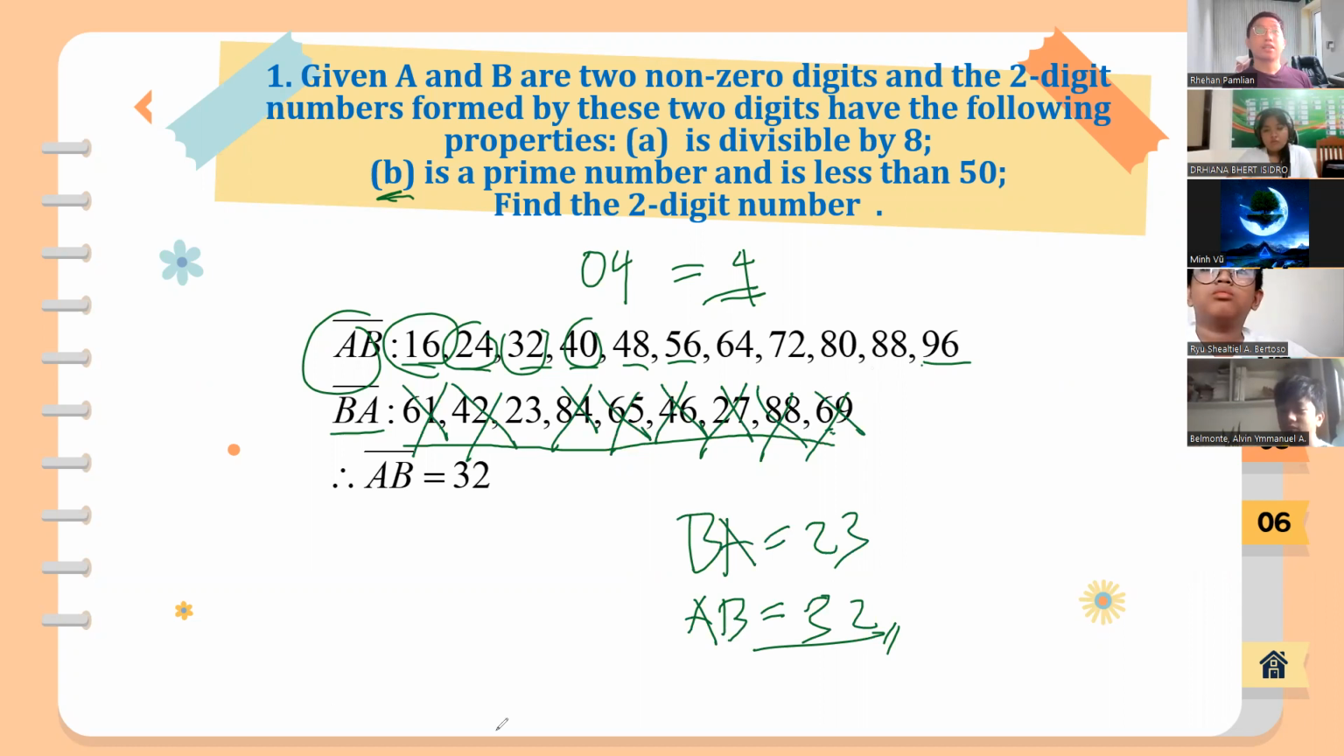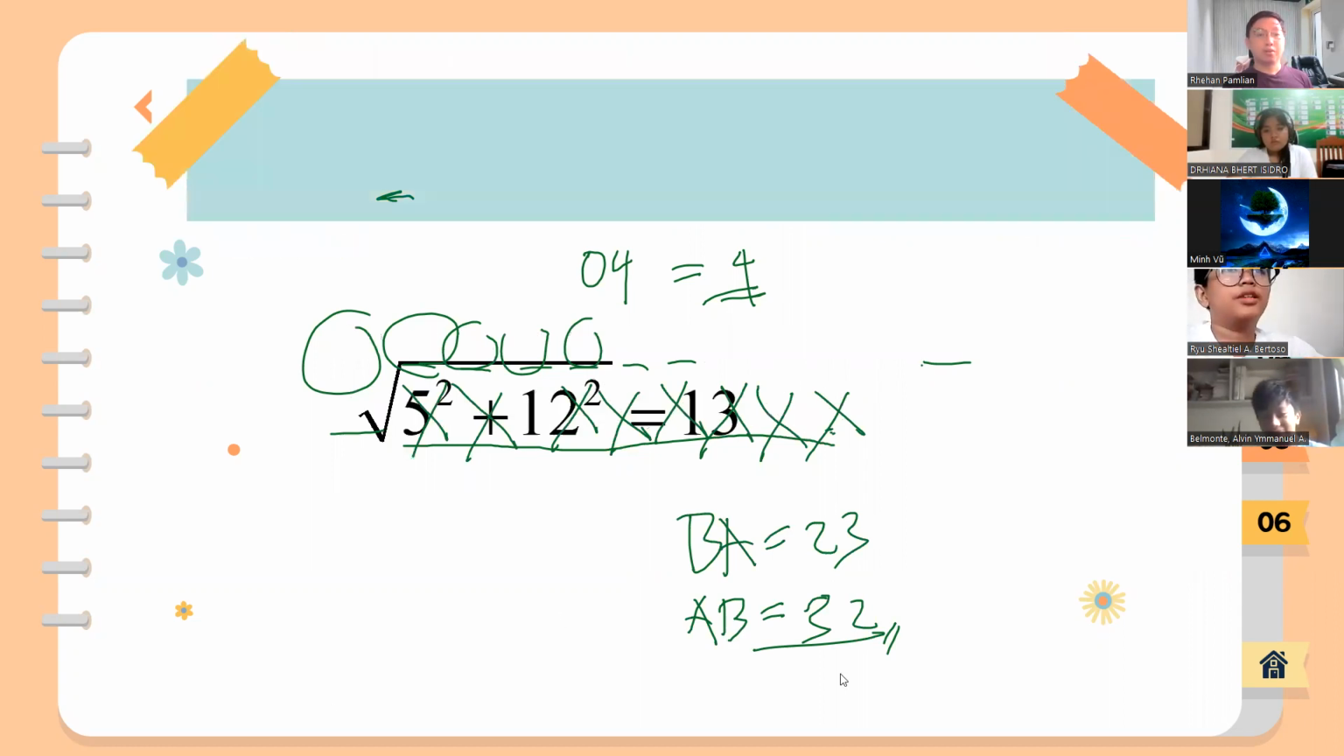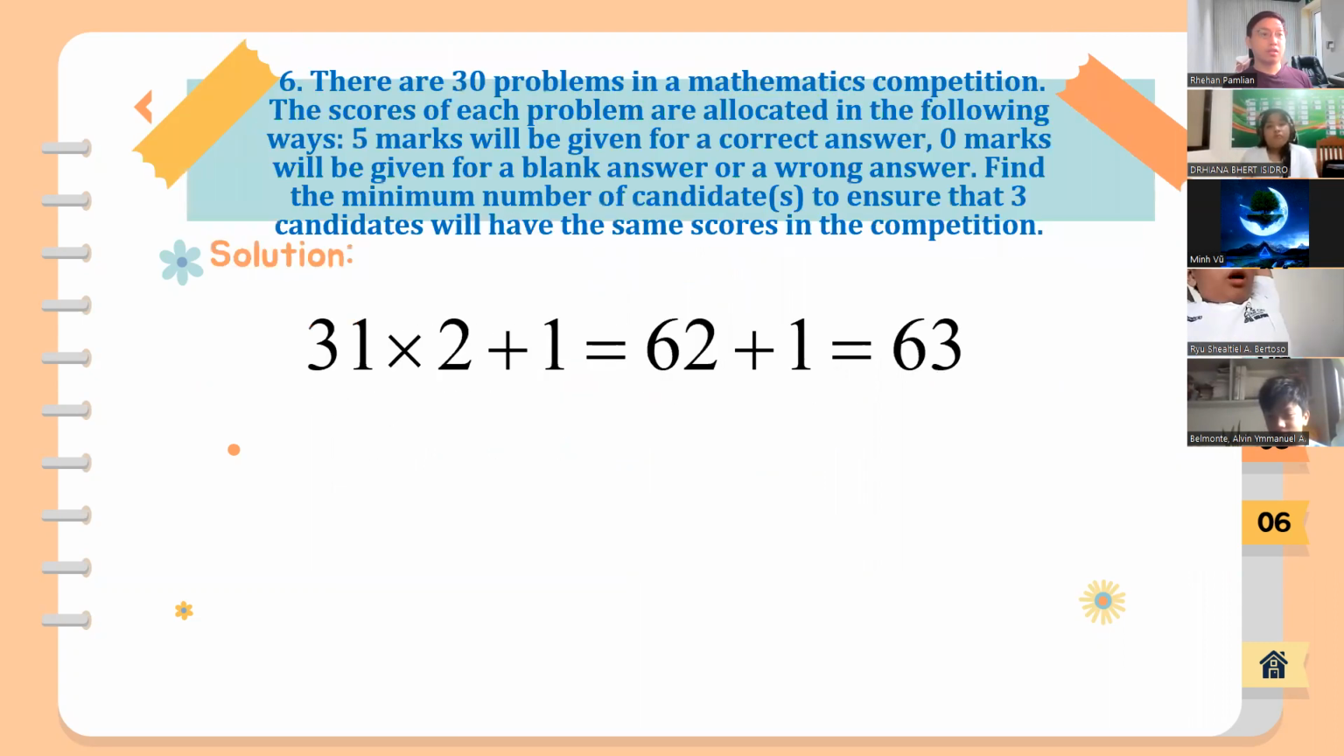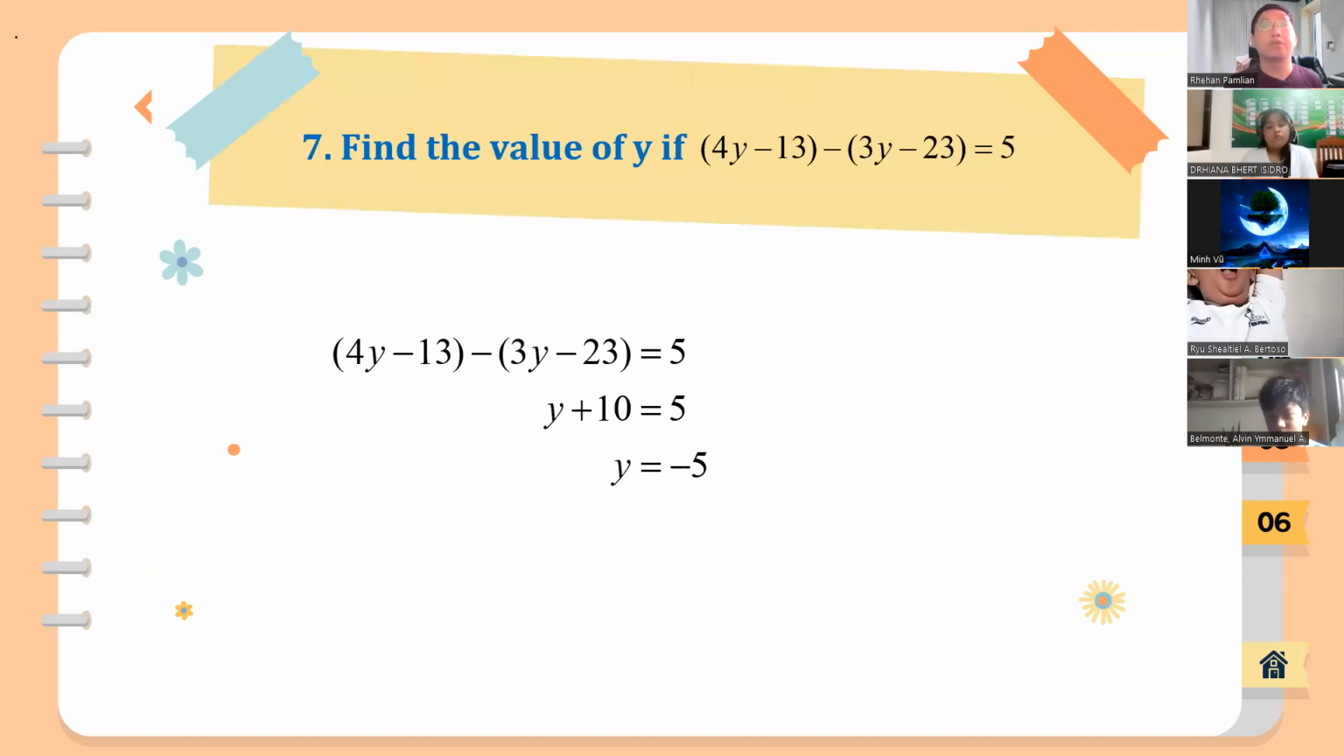Okay, great. So let's proceed now, let's go back to our last item that we ended up with. That's this one, number 7. We're already down to number 7. So for number 7, guys, we need to find the value of y. So if 4y minus 13 minus 3y minus 23 equals 5. So how do you solve this?